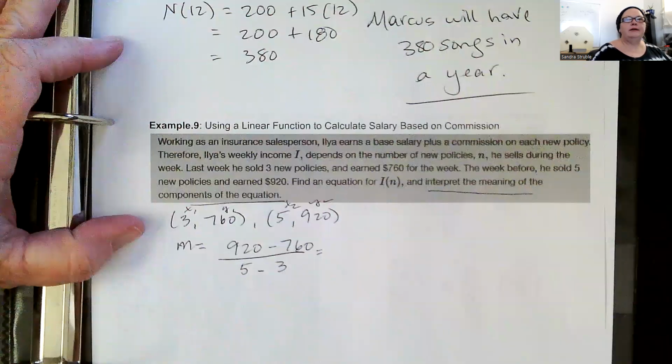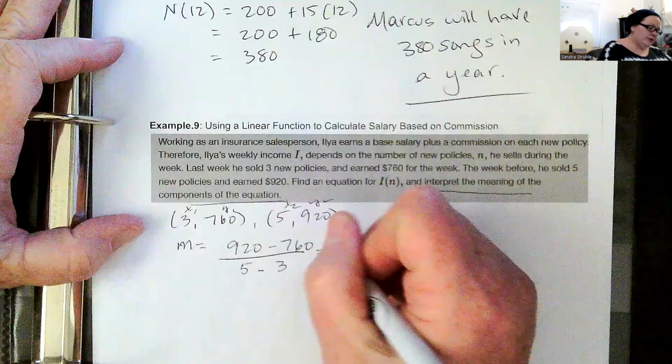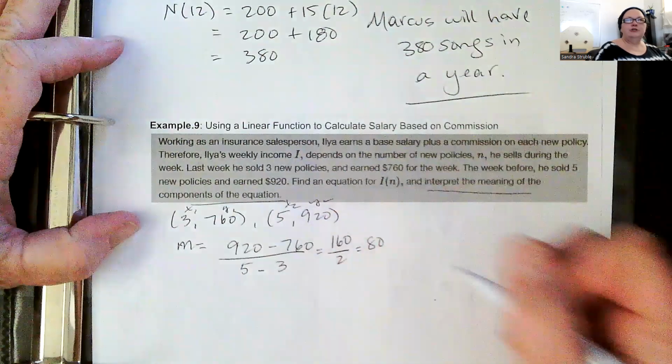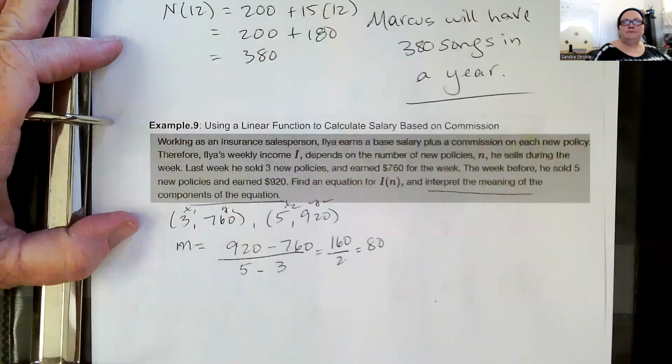All right, 920, 760. I think that's 520. Let me just verify. 920 minus 760. That's not right. Is that right? Oh, yeah, it is 160. 160 over 2. So it's $80 per policy. Okay. 160 over 2, which is $80. So he gets $80 per policy sold.